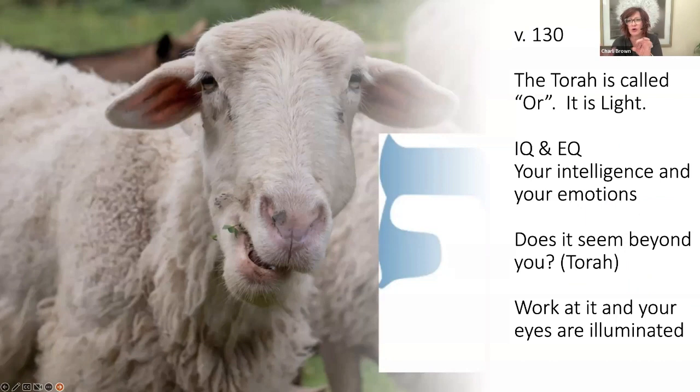In verse 130, the Torah continues. The Torah is called Or, right? Have you heard of that before? We talk about the Torah being the light, the Or. His word is a lamp to our feet, a light to our path. We did that earlier in other verses in this study.